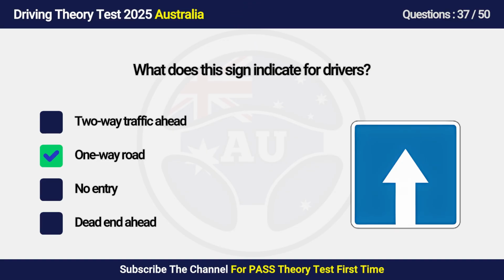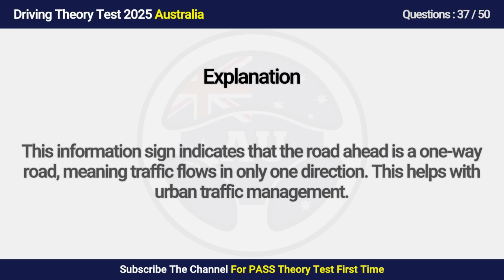Answer is B. One-way road. This information sign indicates that the road ahead is a one-way road, meaning traffic flows in only one direction. This helps with urban traffic management.